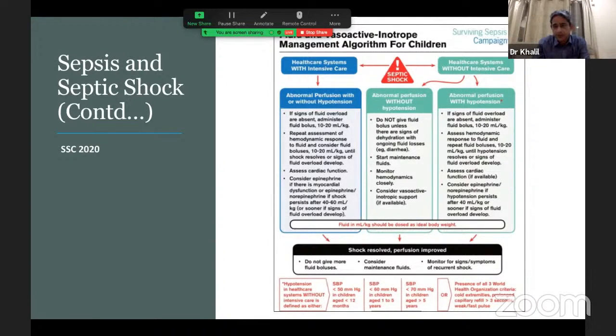children. Now, as per the WHO criteria, cold extremities, prolonged capillary refill time, and weak or fast pulse again are signs of hypotension. And when you go by WHO criteria, they advise giving fluid bolus still slower over a prolonged period.